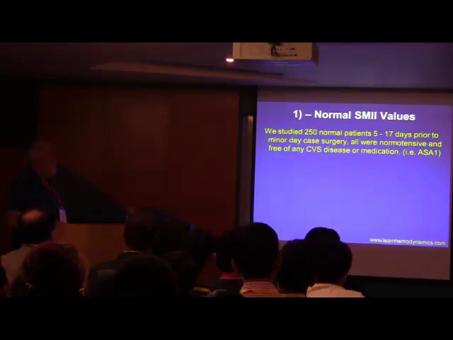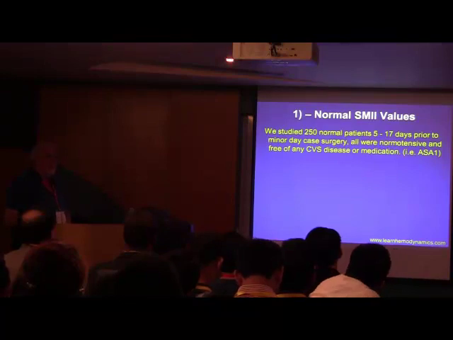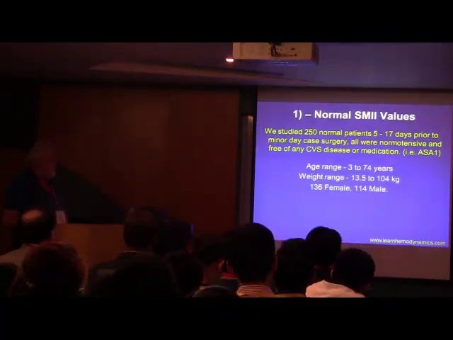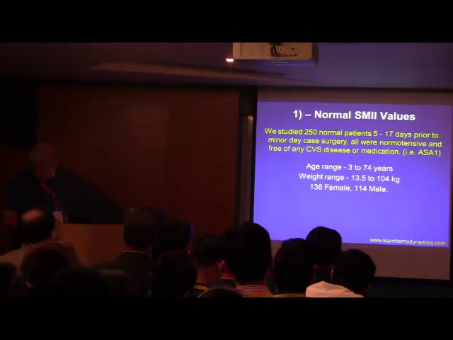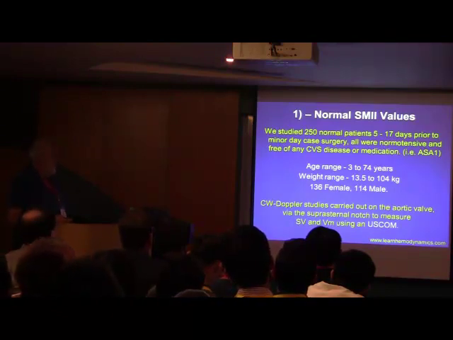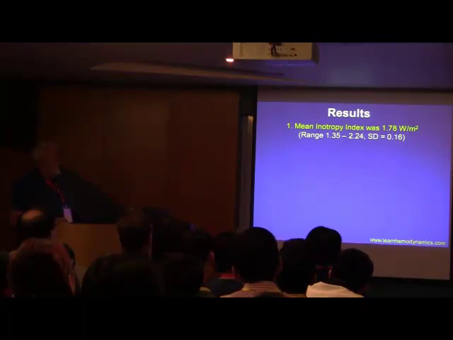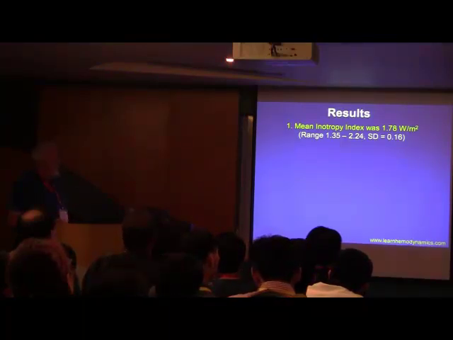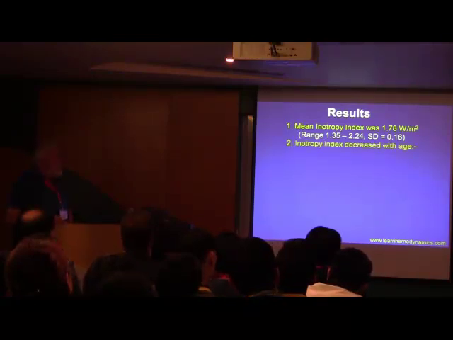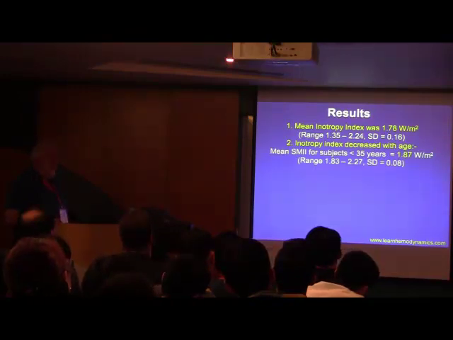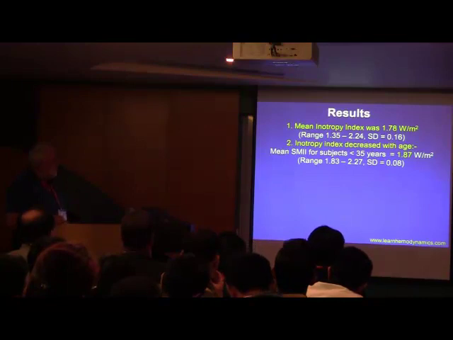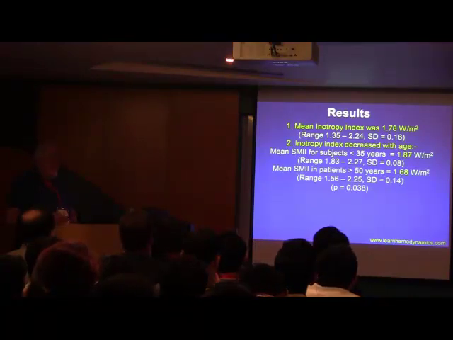So what's normal? Well, we looked at 250 normal patients at pre-anaesthetic clinic, a fairly wide age range, slightly more female than male, and you can tell you're in Australia. We did continuous wave Doppler studies looking at the aortic valve from the suprasternal notch using an USCOM. What did we find? Well, your mean inotropy index is around about 1.8, with a range from about 1.4 to about 2.2. Inotropy index decreases with age. If you're under 35, it's about 1.87, 1.9. If you're over 50, it's about 1.7.